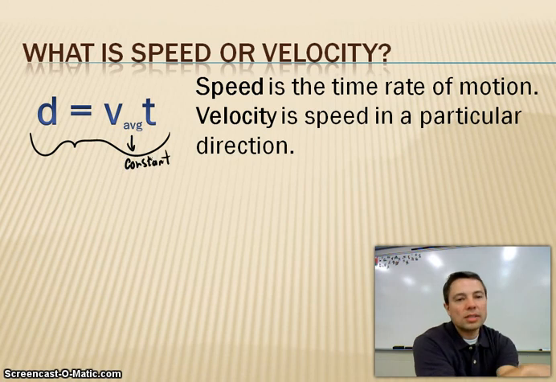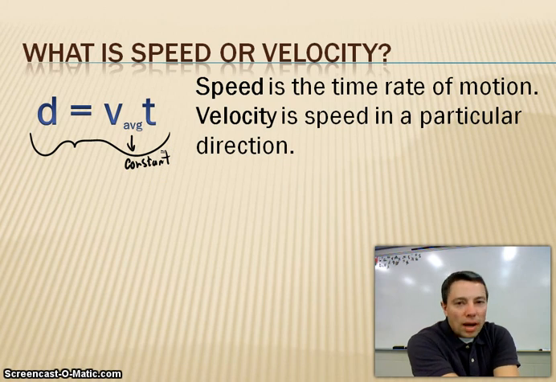So it might be a constant speed that we're going through. So if we're traveling at, say, 55 miles per hour, that's a constant rate for 5 hours. How far did we travel? That would be a question that could be asked.